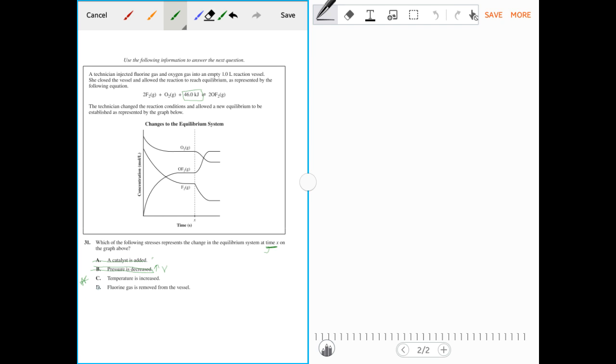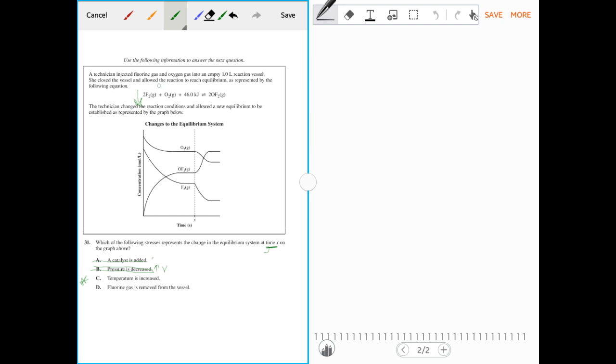Now, I always like to check the last answer if I've gone through this many. I always check all four, just to ensure that I didn't catch myself on a question that was intended to trick me a little bit. So when I look, fluorine gas is removed from the vessel. So if I am doing something to take that fluorine gas out, if I remove these gas molecules, then I'm going to create a system that's going to want to decrease that stress. I want to oppose that stress.